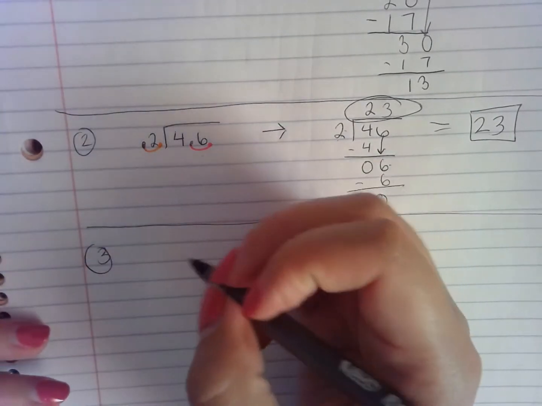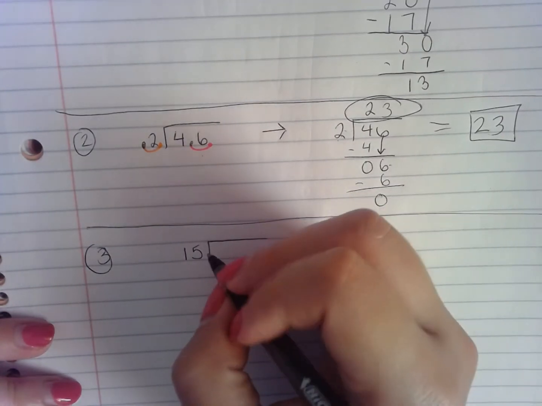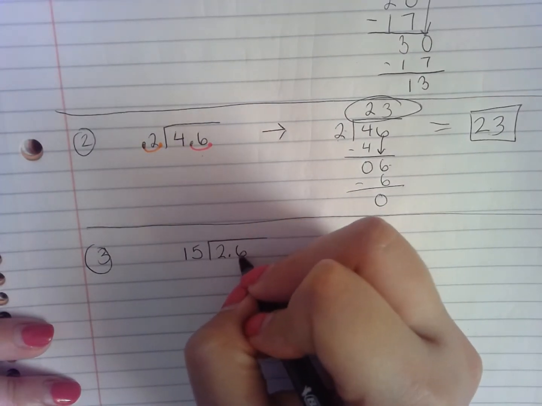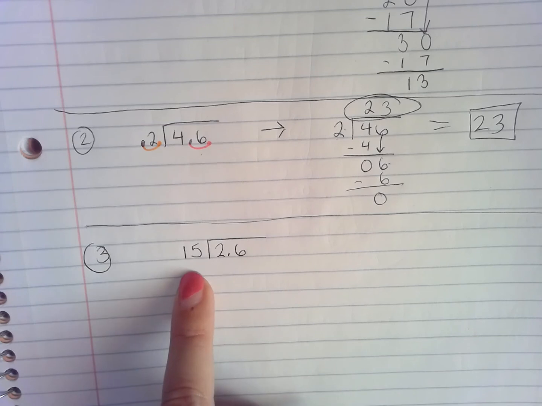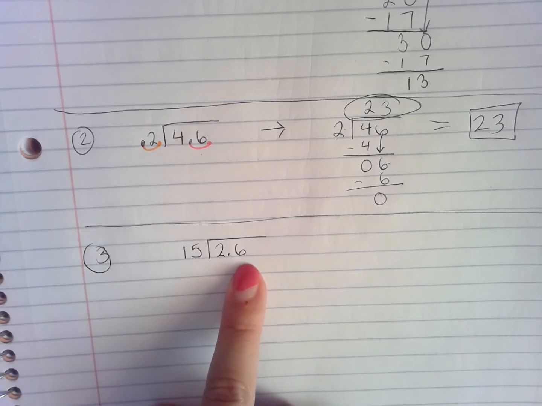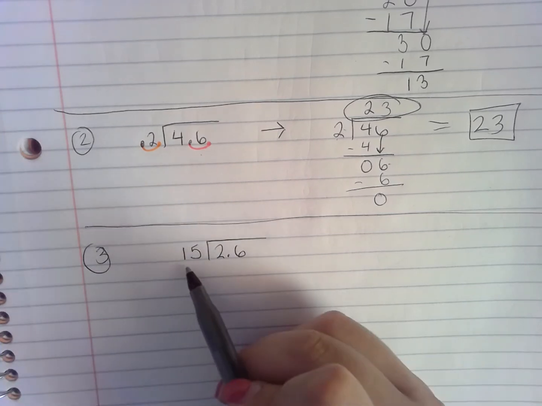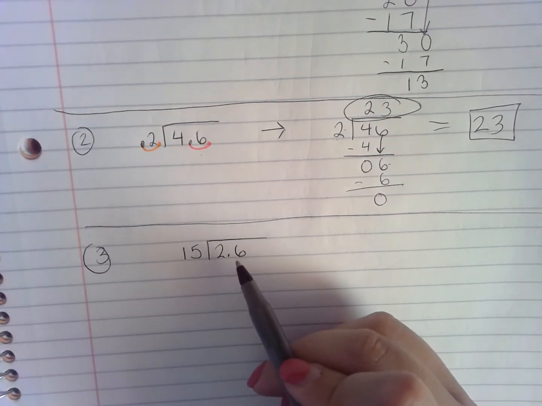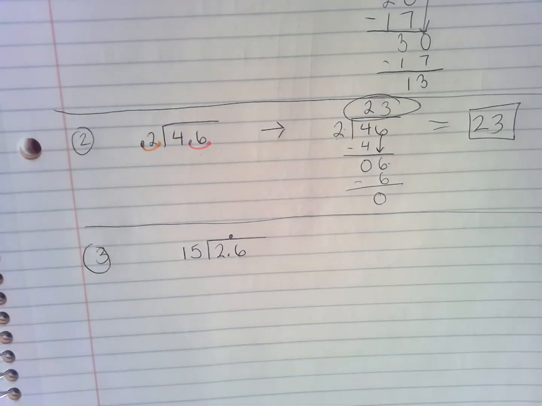Question number 3, we'll say 15 divided by 2.6. Okay, this one's a little bit different because we actually have a whole number as our divisor and our dividend is a decimal. And that's totally fine. We can still work with this. We don't have to change anything on the left side, nor do we have to change anything on the inside. So what we're going to do is place our decimal right above there.